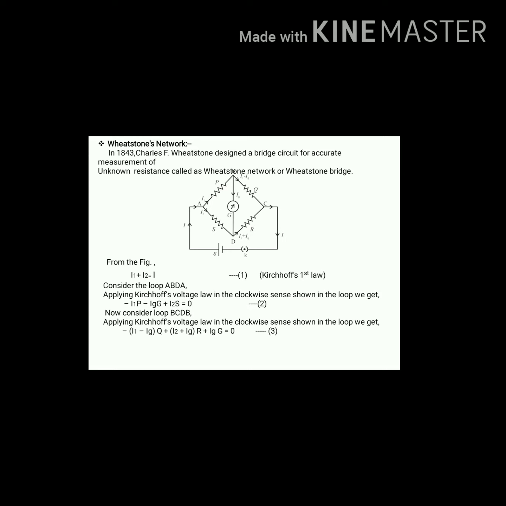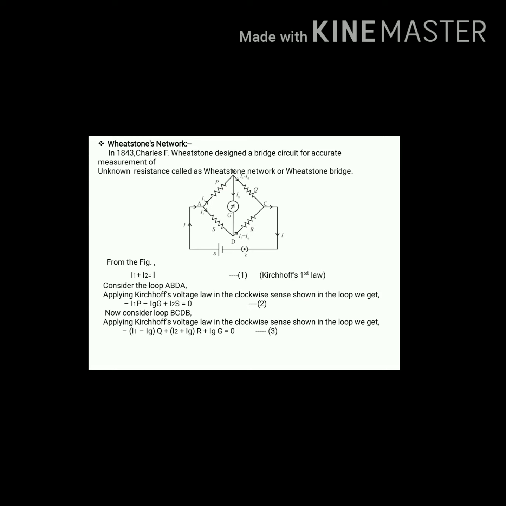So in this, I1, that is the first current flowing through the resistance P, is considered as negative. Then again Ig, that is the current flowing through the galvanometer, is also considered as negative, and plus I2 into S, that is the current which is flowing opposite to that of the conventional current, so it is considered as positive. Then the equation is minus I1 into P minus Ig into G plus I2 into S equal to 0.